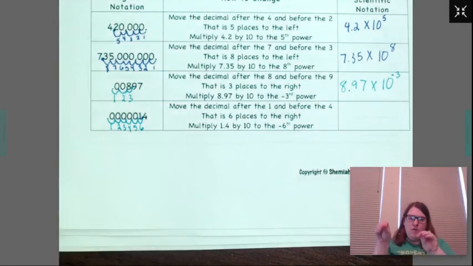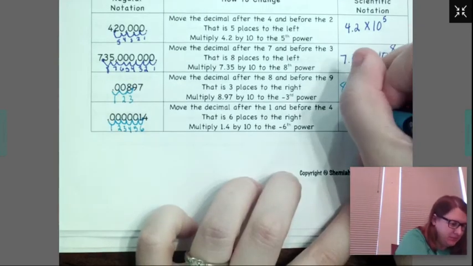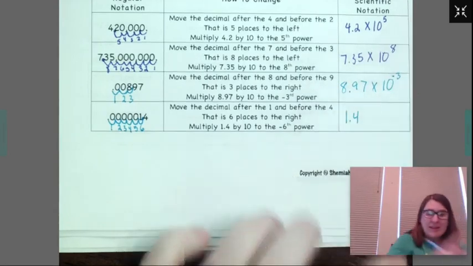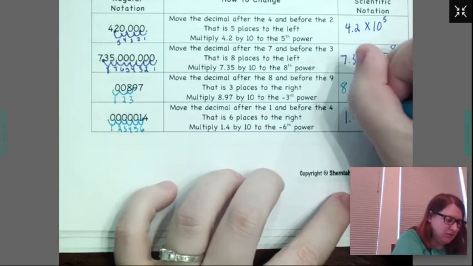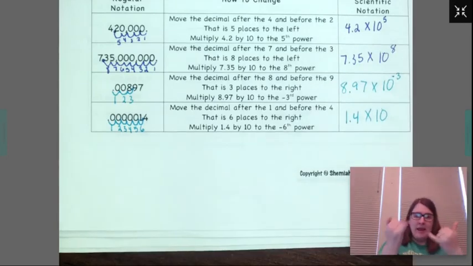Okay, so I moved that decimal point. I moved it 6 times. So now I'm going to write 1.4 times 10. Now, did I move left or right? I moved right. So it will become negative.